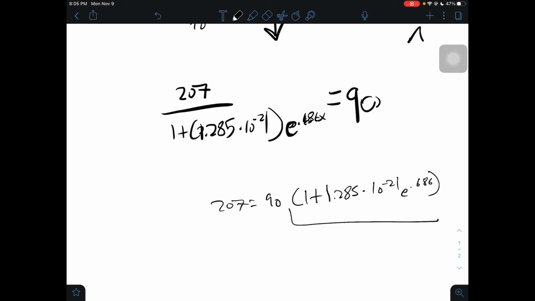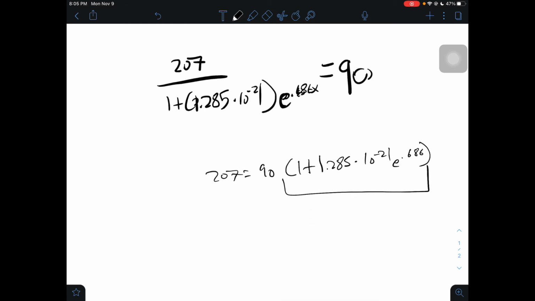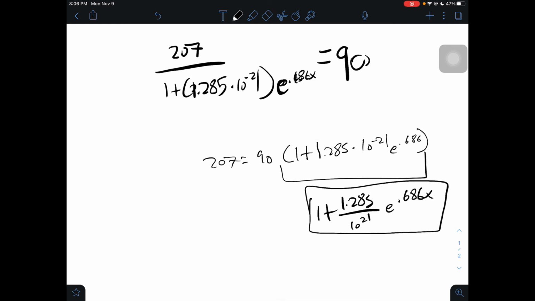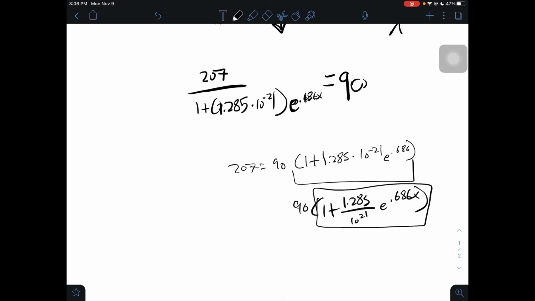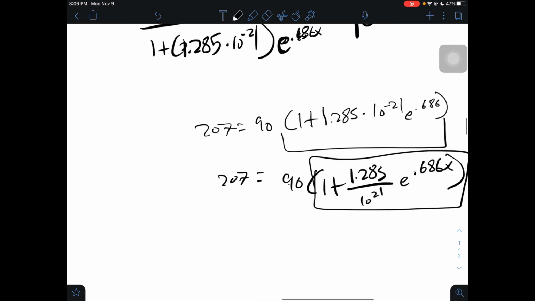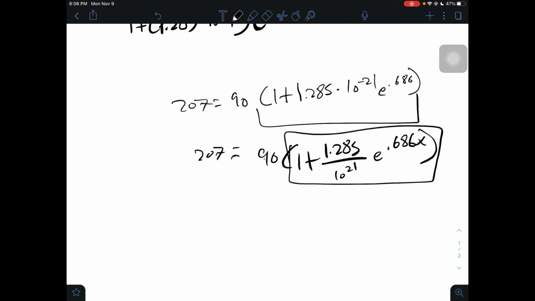This right side, or in the parentheses, could be simplified down to 1 plus 1.285 over 10 to the power of 21st times e to the power of 0.686x. Now that we have this being multiplied by 90, think about those parentheses, equals 207. We're now going to divide both sides by 90, just get rid of it, and we have 207 over 90, which simplifies down to about 23 over 10, which equals 1 plus 1.285 over 10 to the power of 21st, e to the power of 0.686x.